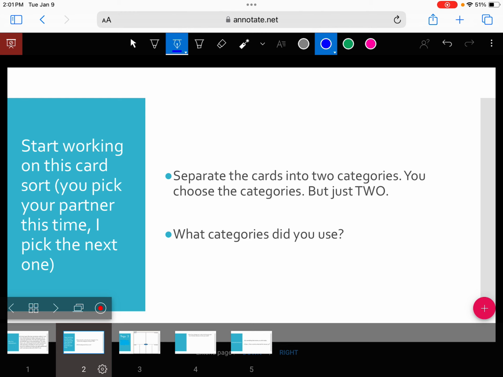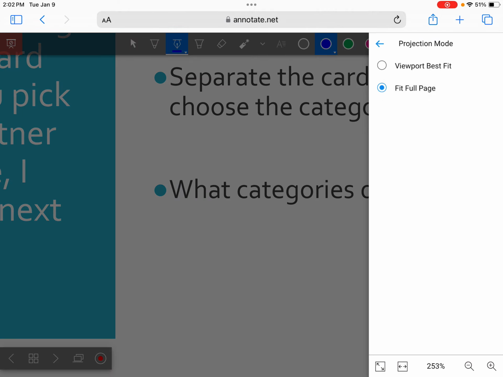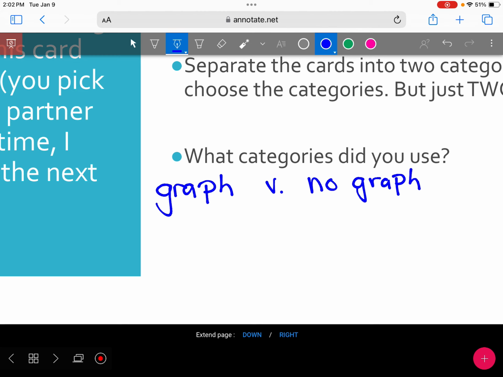All right. What were your two categories? Graphs and not graphs? Graph versus no graph. What else did you do? What did you guys do? Graphs versus tables. Then you had a lot of unsorted, so you had more than two categories. Anybody do something that was not graphs and not graphs? That was it? Okay.